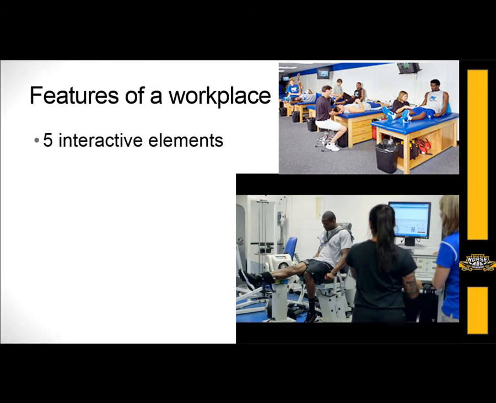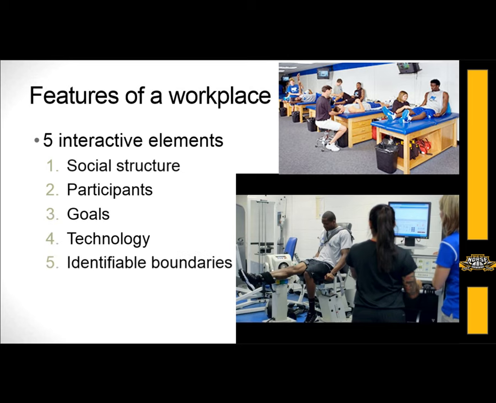So, in the workplace itself, we're going to see 5 interactive elements. Some of these you can see on initial observation, some of these you cannot. The first one's going to be the social structure, then participants, the goals, technology, and finally the identifiable boundaries.